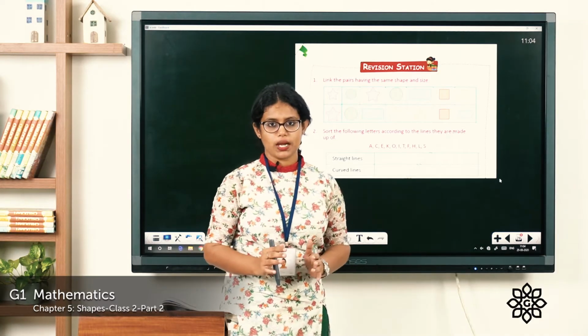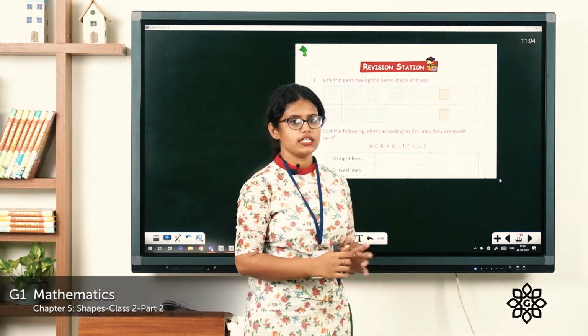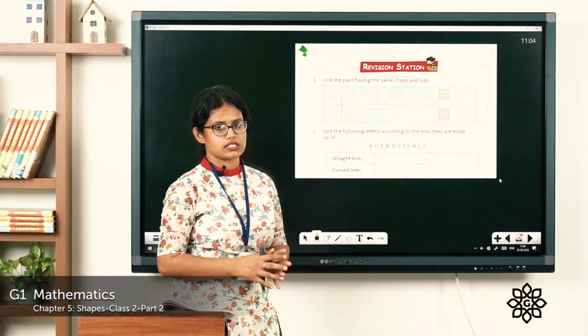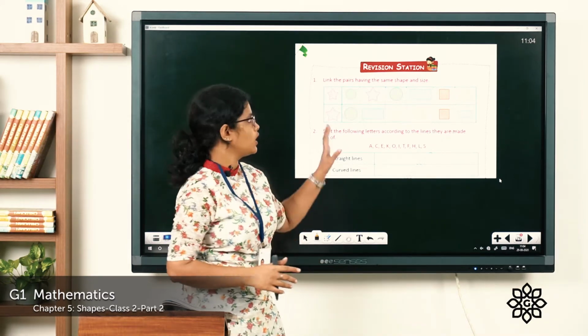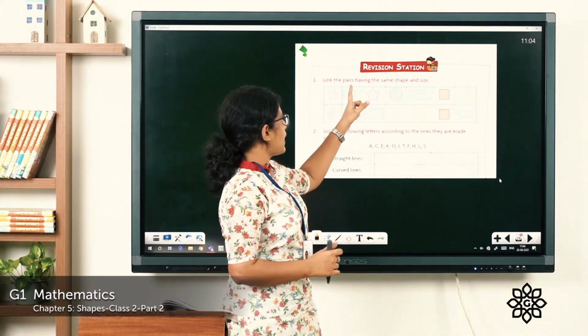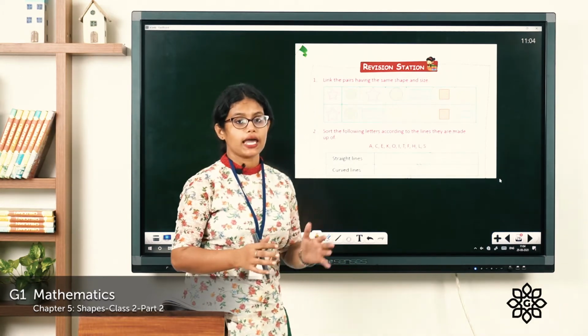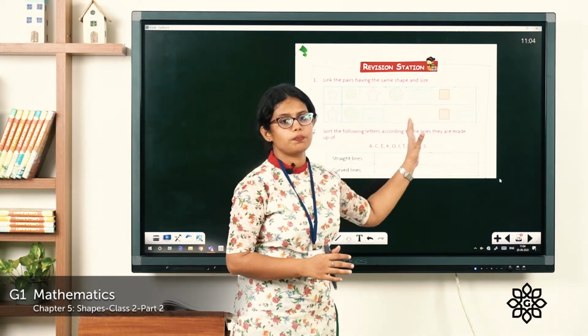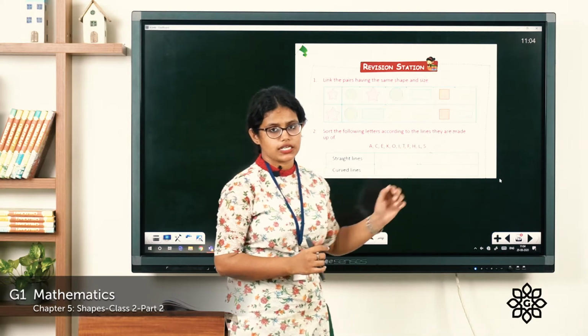This is about the chapter, and coming to the exercise. So let's discuss the exercise, and you can do it. Here, link the pairs having the same shape and size. You have to find the pair with the same shape and size.